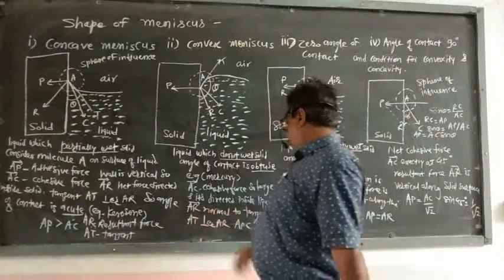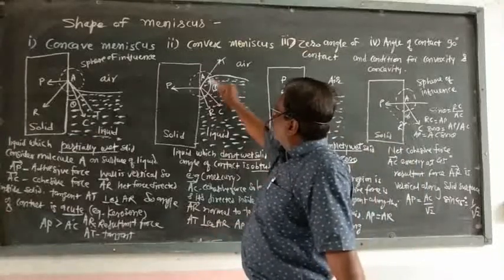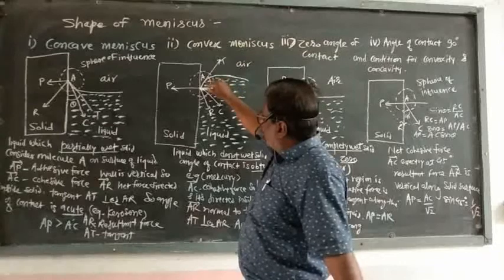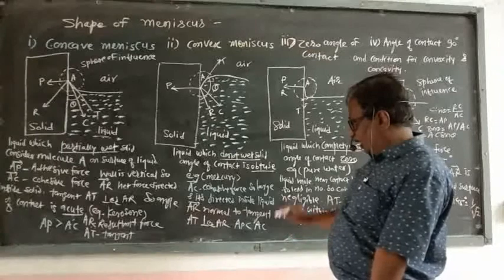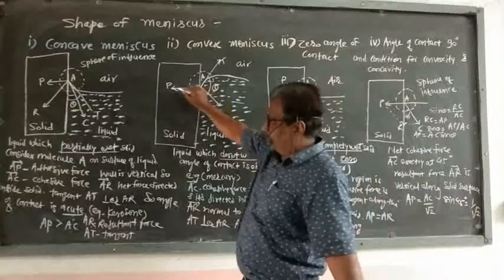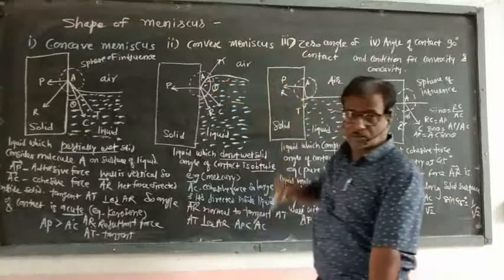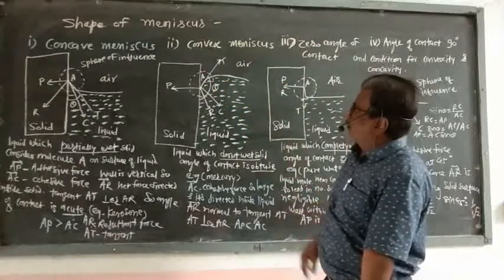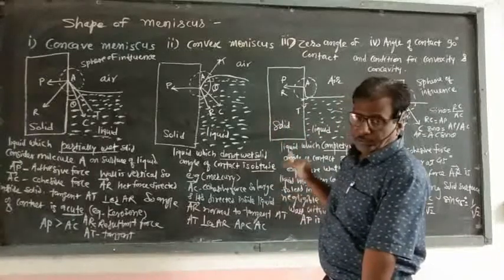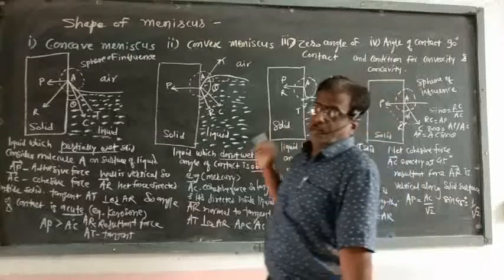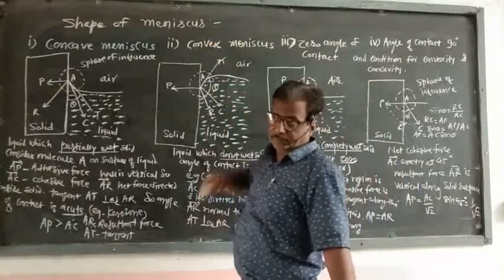Here AR is normal to the tangent AT, and AT is perpendicular to AR. So AP is less than AC, that is, the adhesive force is less than the cohesive force. Therefore the angle made by the liquid is the obtuse angle, and the surface of the meniscus is convex here.